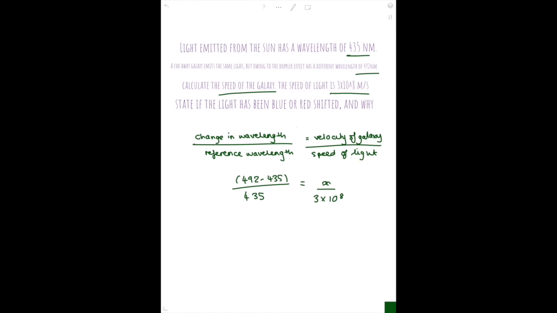Let's do our interim calculation. So 492 minus 435 equals 57. 57 is the change in wavelength over the reference wavelength, which is 435, equals x over 3 times 10 to the 8. Let's sort out the left-hand side first of all. So do 57 divided by 435, giving us 0.131. Just write out that whole number, because when numbers are this small, if you round too early, you're going to make it incredibly inaccurate. So just keep it nice and written out. And then to get x by itself, you need to times both sides by 3 times 10 to the 8.